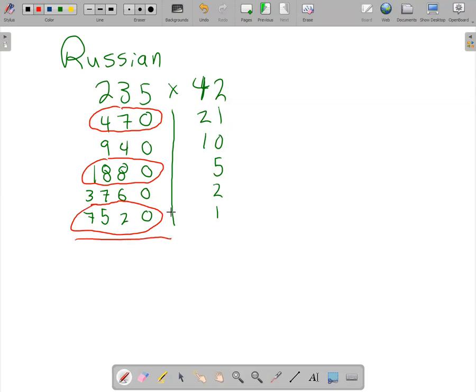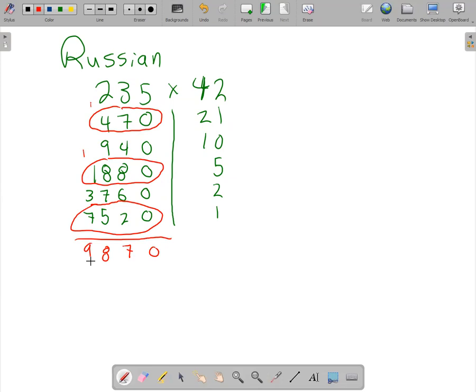So if I add those circled numbers up, I get 0, 7, 8 is 15, and 2 is 17, carry the 1. 5 and 8 is 13, and 5 is 18, carry the 1, 7, 8, 9. 9,870, which is the answer we found before. Isn't that wild?